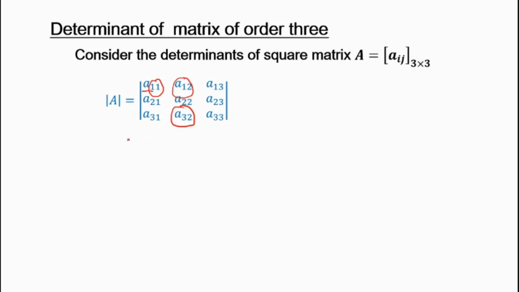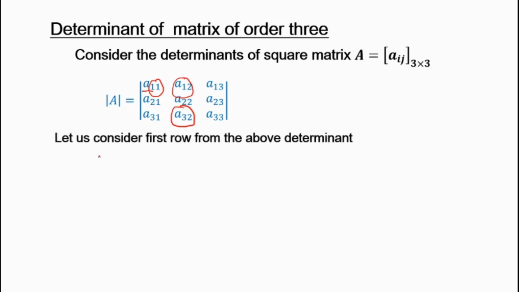To expand this, we have to take the first row. Now let's consider the first row of the determinant, that is a11, a12, a13. Now the determinant of A equals, the first row elements are a11, a12, a13.